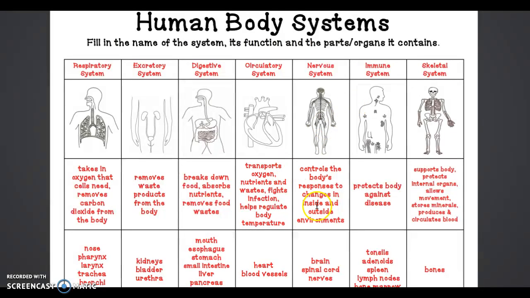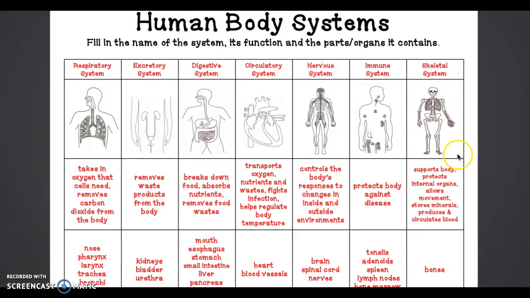Okay, nervous system controls the body's responses to changes in and outside environments. So this is like your control center, and this is how we function. So brain, spinal cord, and nerves. The immune system, this protects against disease: tonsils, adenoids, spleen, lymph nodes, and bone marrow.